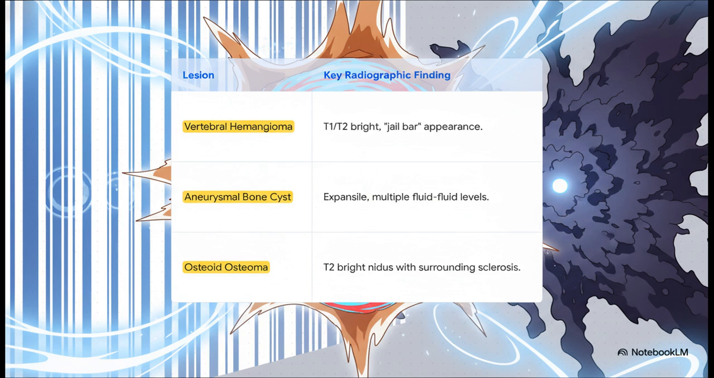An aneurysmal bone cyst is much more aggressive, looks like it's literally blowing up the bone, and you'll see these different fluid levels inside it. And then there's the osteoid osteoma. It's subtle, just a little bright dot, the nidus, surrounded by a bunch of thick, dark bone, usually hiding in the back of the vertebra.